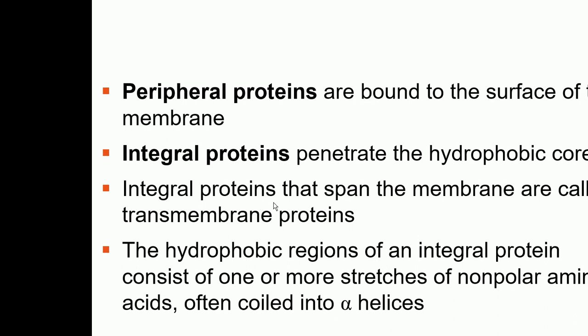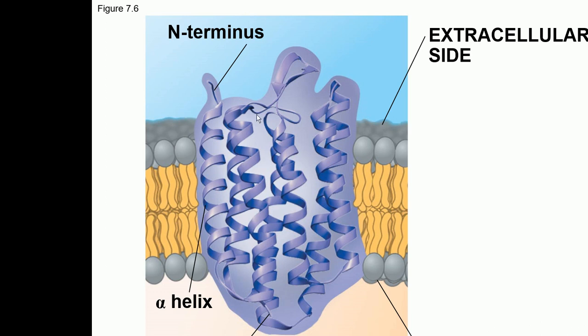So the hydrophobic regions of the integral protein consist of one or more stretches of non-polar amino acids, often coiled into alpha helices. So you can see that this part of the protein, which is crossing the interior core of the membrane, is all rich in hydrophobic amino acids, and they have alpha helix in them.